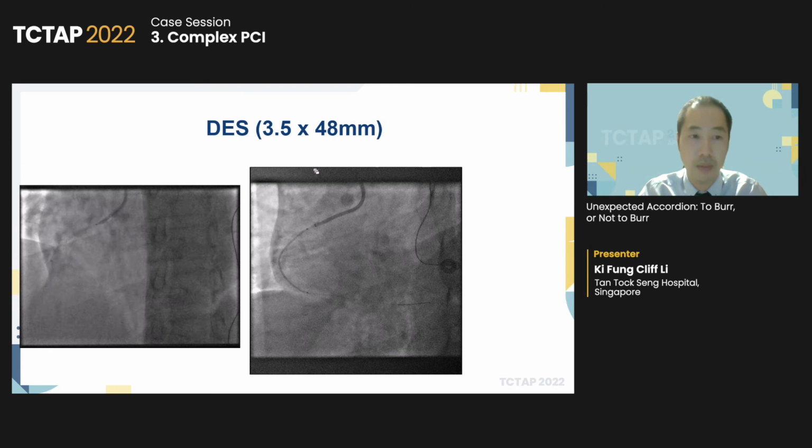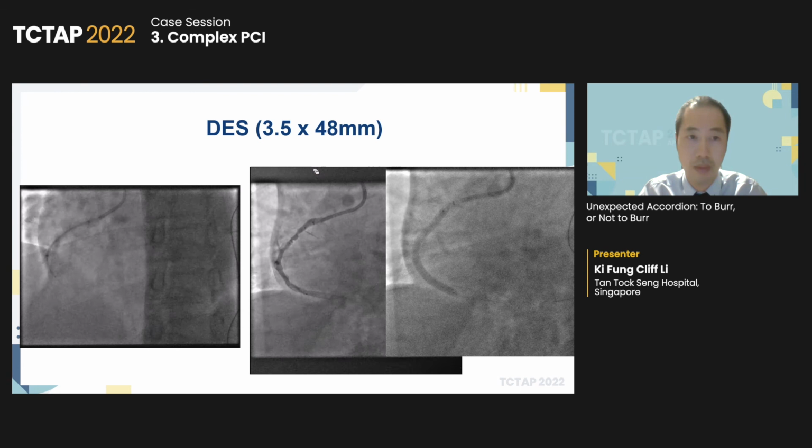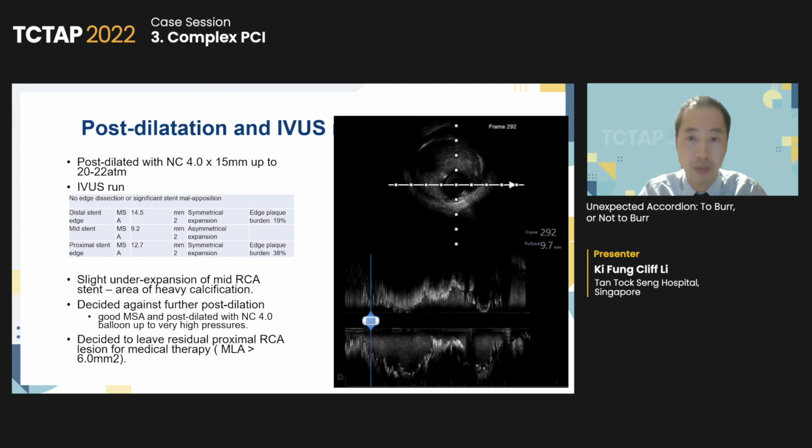So a drug-eluting stent, a 3548mm, was used, placed from proximal to distal RCA. So this was deployed, and we post-dilated it with a 4-0 NC balloon. IVUS run subsequently shows pretty good results with good stent edge plaque burden, although the mid-RCA stent was slightly asymmetrical in expansion and has a slightly smaller MSA.